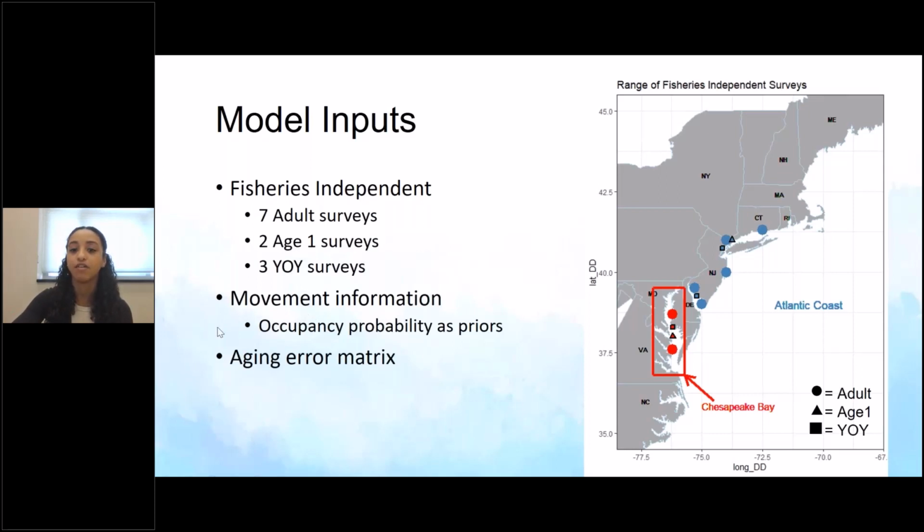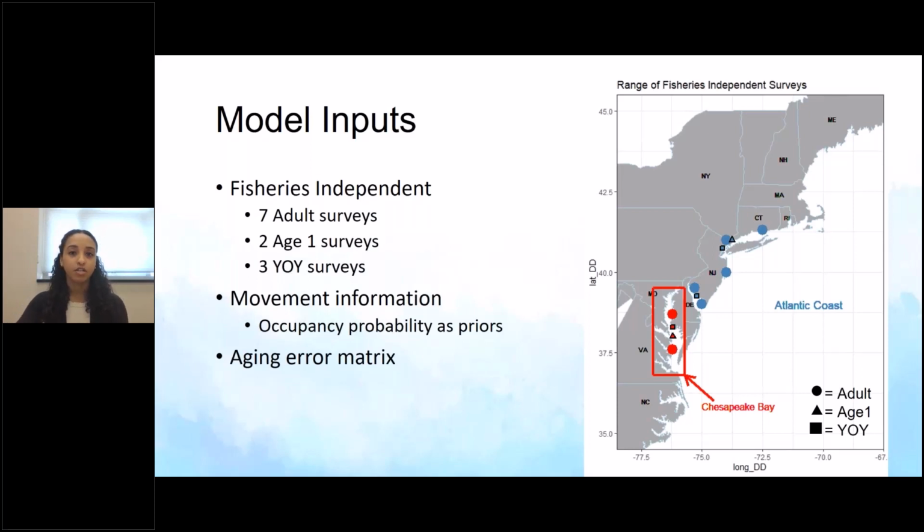We also have occupancy probabilities as data inputs for this model. These are from the output of a mark recapture model that utilized tagging data that was developed by some of our collaborators at the Virginia Institute of Marine Science, Adina Schoenfeld and Rob Latour. And these are input and used as informative priors for our probability estimates in our model. And then we also consider an aging error matrix to account for how we're getting aging data from our surveys, and I'll touch on that in a second.